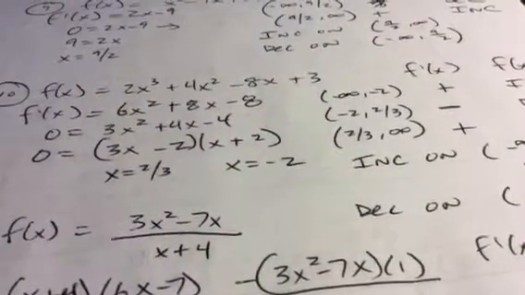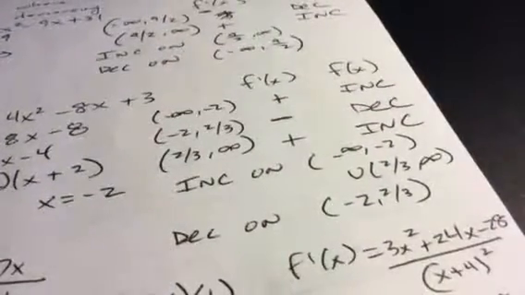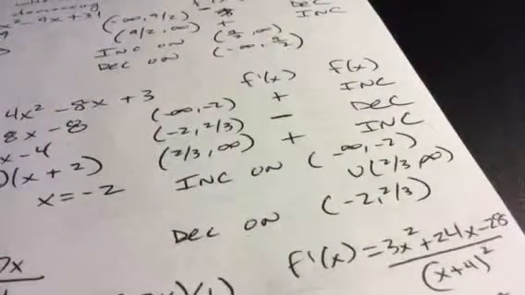And 2/3 to infinity, let's plug in 1. You get a positive, a positive. A positive times a positive is a positive. So it's increasing. F of x is increasing on 2 intervals and decreasing on 1 of them.